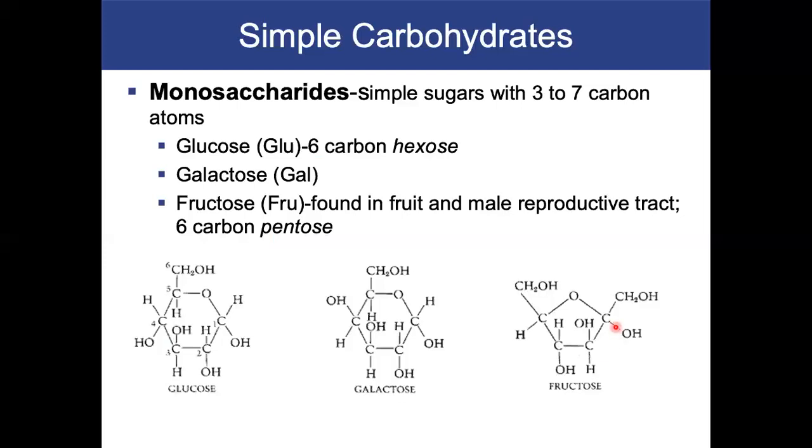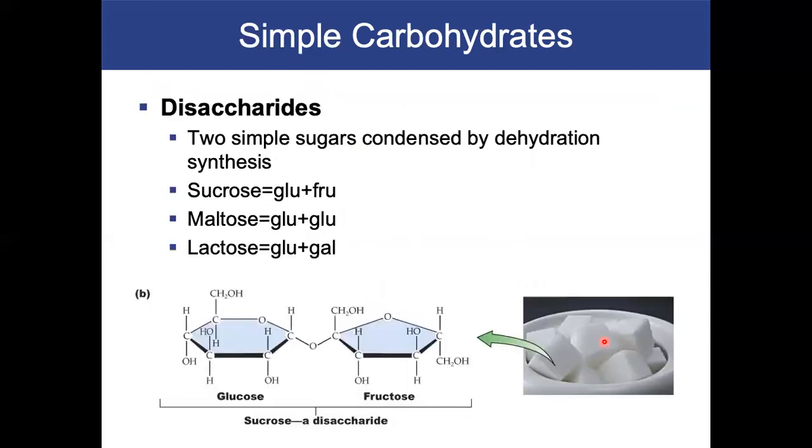So here's fructose. Here's your first carbon, second, third, fourth, fifth, and sixth. And it is a 5-ring structure, so we call it a pentose. Okay, so these guys are examples of monosaccharides.